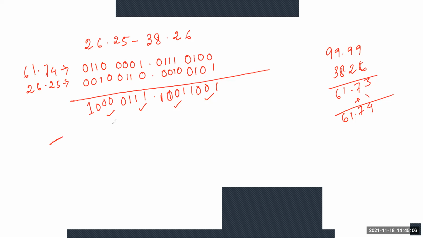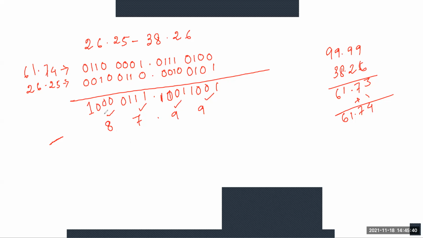And if we convert this BCD representation to decimal, the value is 8, this is 7, this is 9, and this is also 9. So it is in the form of tens complement. Here we need the actual value.